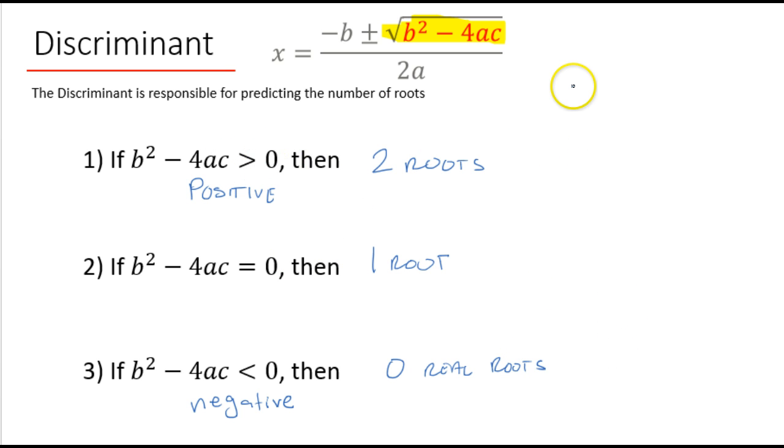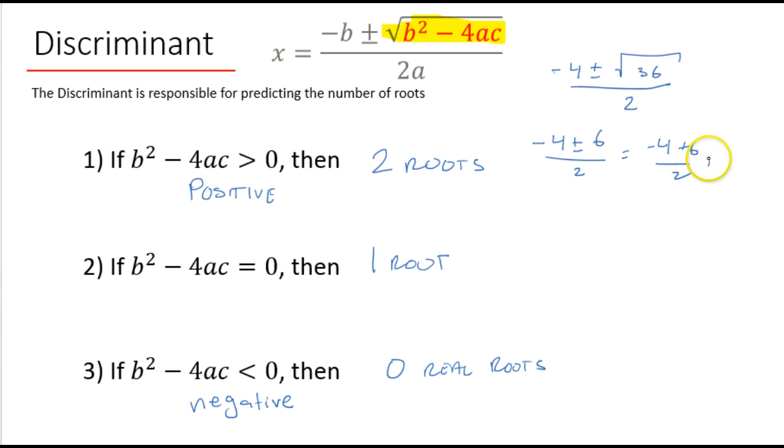When it's positive, we're going to have an example up here. We'll say negative 4 plus or minus the square root of something positive inside, so let's say 36, over 2. If this is positive, then we're going to have this plus or minus situation, which means we get negative 4 plus or minus 6 over 2. That gives you 2 roots, negative 4 plus 6 over 2 and negative 4 minus 6 over 2. So that's why we obtain 2 roots.